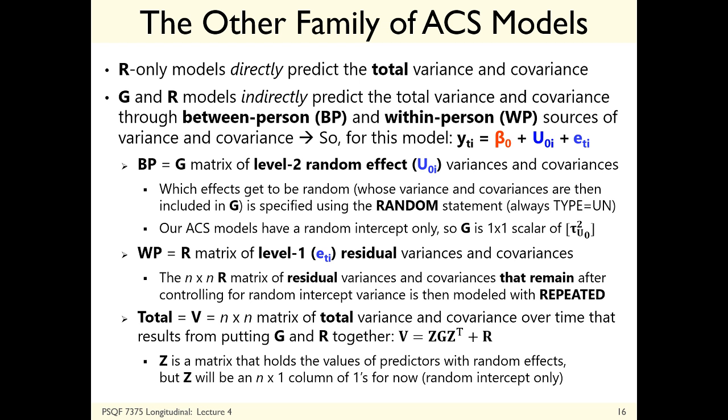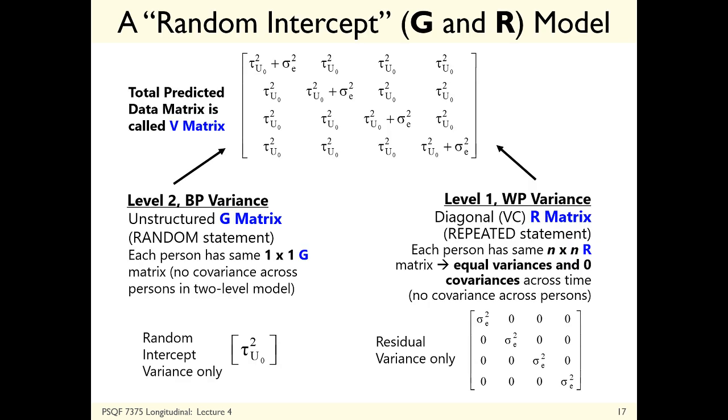But for those of you who are thinking, how can you put G and R back together again? They're not even going to be the same size. You're right. You have to pre and post multiply G by another matrix which holds the values of predictors that have random effects so that it's the right size. So it looks like this then.